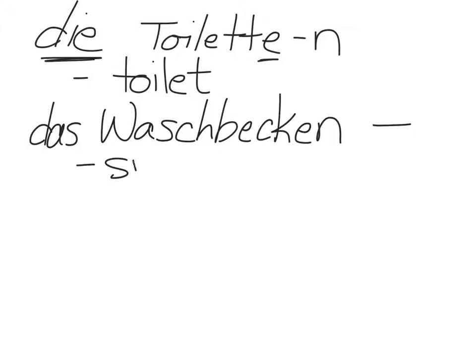So we'll just call that one a sink. Think of it as one where you wash your hands, because you got the wasch in there. Okay? So spülen is for dishes, and wasch is for washing other things. Yeah.